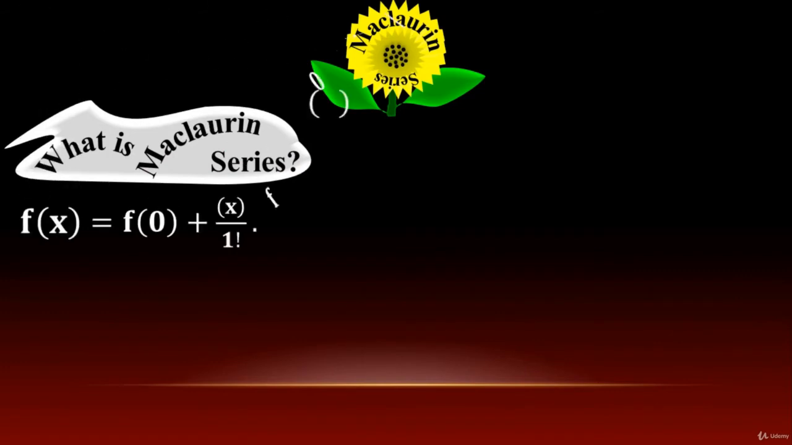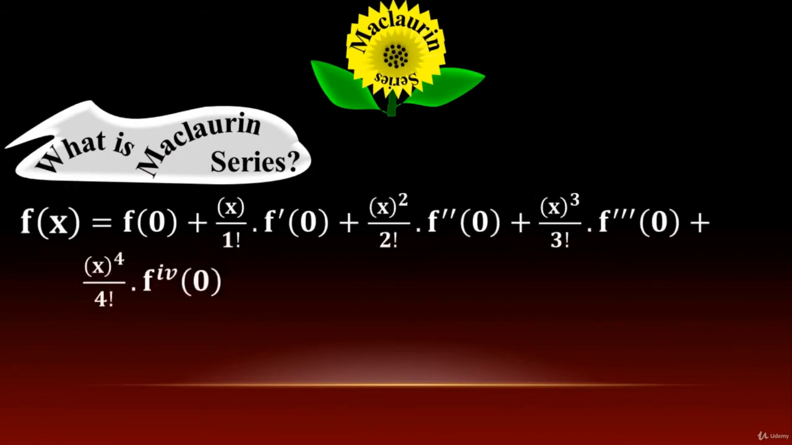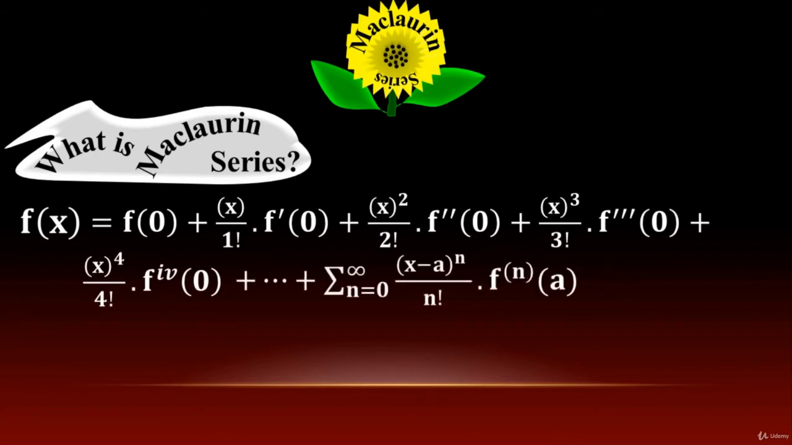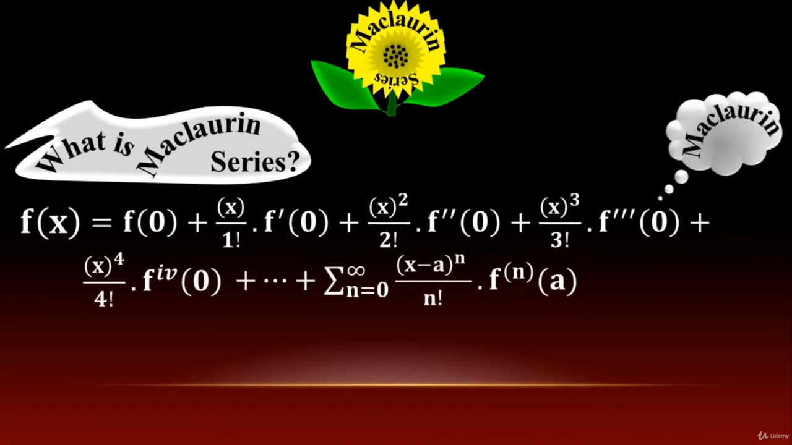The formula of Maclaurin series is f of x equals f of 0 plus x over 1 factorial times f prime of 0 plus x squared over 2 factorial times f double prime of 0 plus x cubed over 3 factorial times f triple prime of 0 plus x to the 4 over 4 factorial times f fourth prime of 0 plus, and so on to infinity. This is the formula of Maclaurin series.